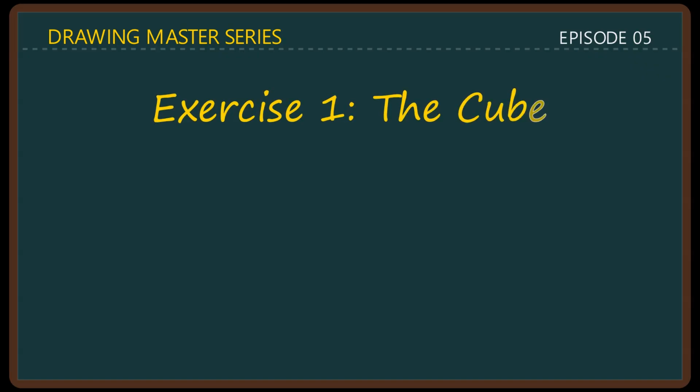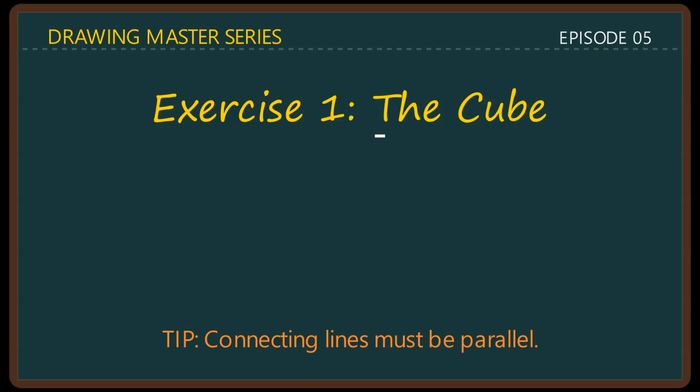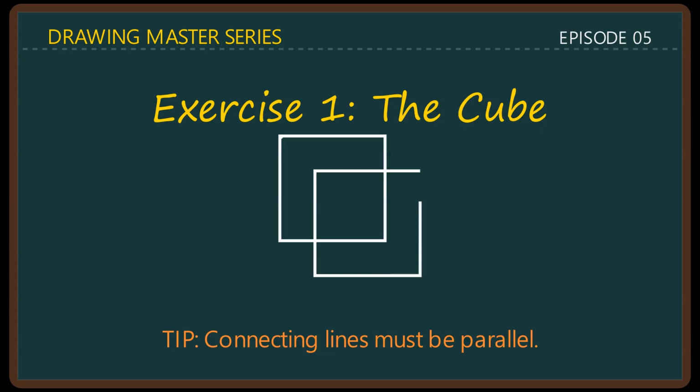Exercise 1. The cube. A cube is built from two overlapping squares connected by parallel diagonal lines. This creates the illusion of depth. Tip: ensure all your connecting lines are parallel to each other. This is the secret to a perfect geometric cube. Draw the front, then the back, then connect.